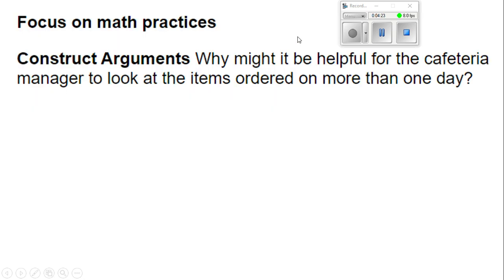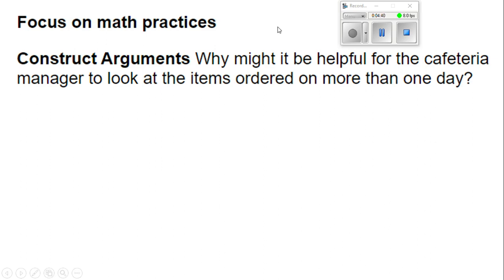Moving on, it says, focus on math practices. Construct arguments. Why might it be helpful for a cafeteria manager to look at the items ordered on more than one day? Well, let's think about that.